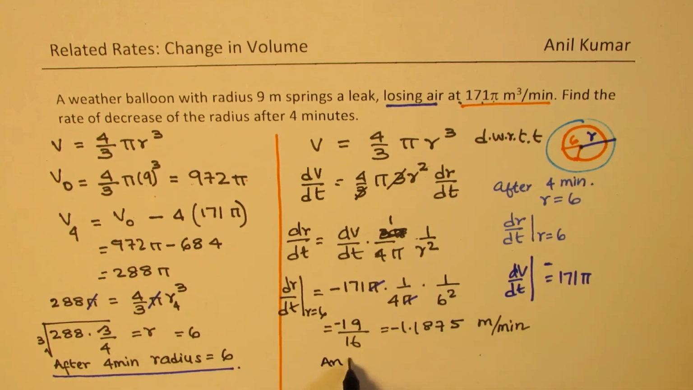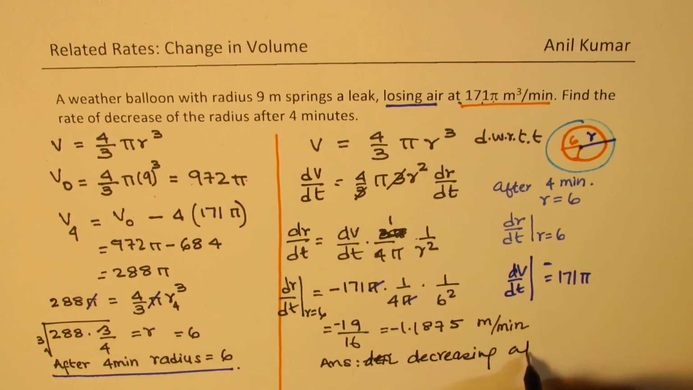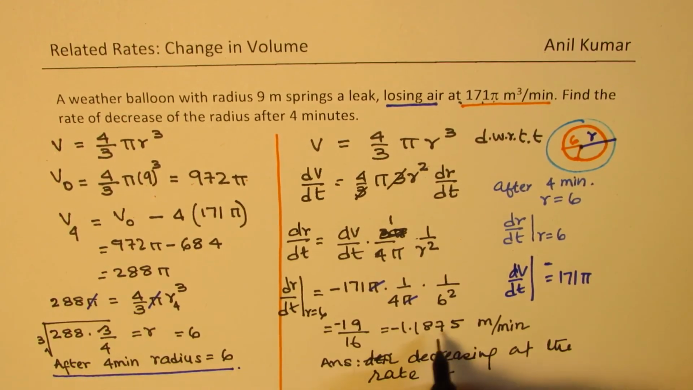So our answer is, when we write the answer as the rate decreasing, it is decreasing at the rate of, we don't have to write the negative, right? You can write 19 over 16 or 1.1875 meters per minute, right? Including units is very important in your answer. I hope that makes sense.